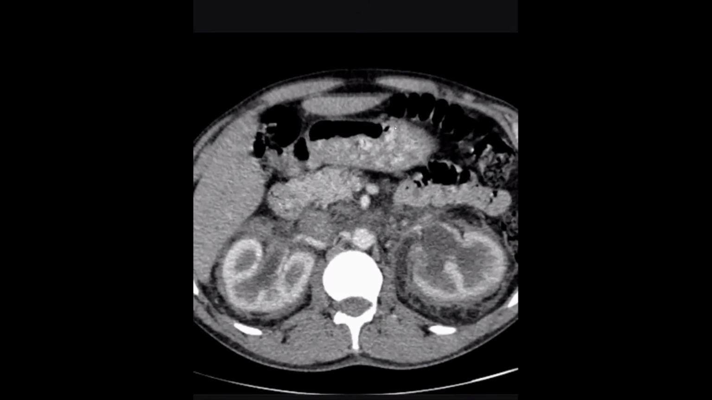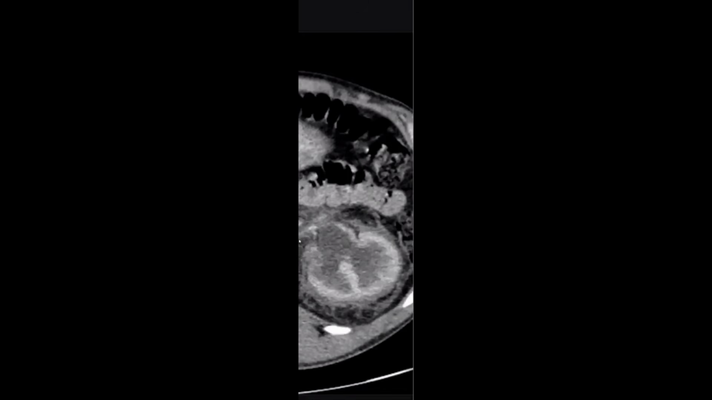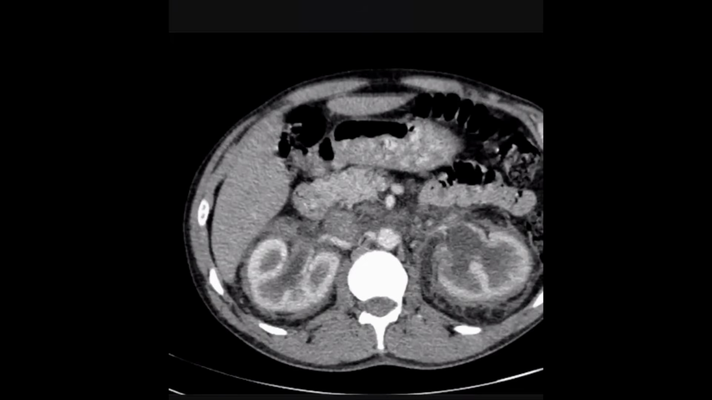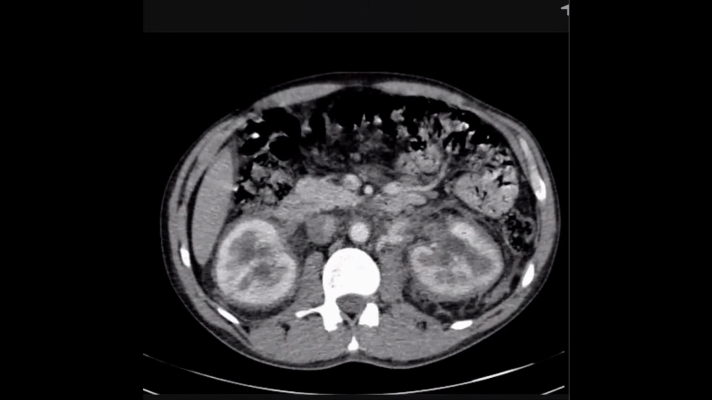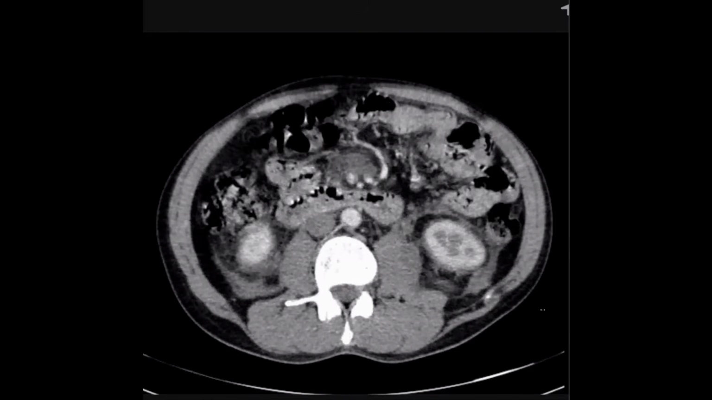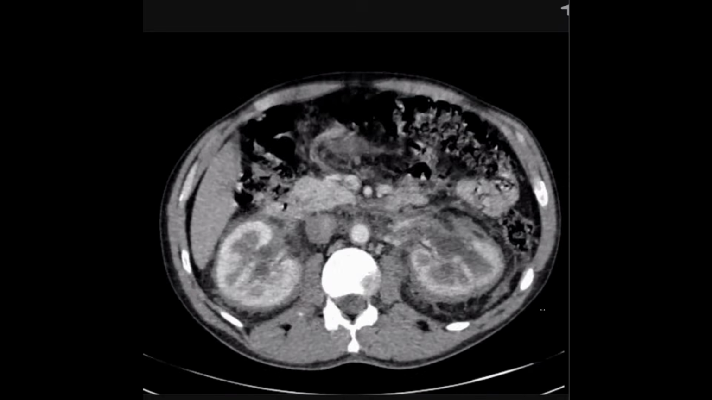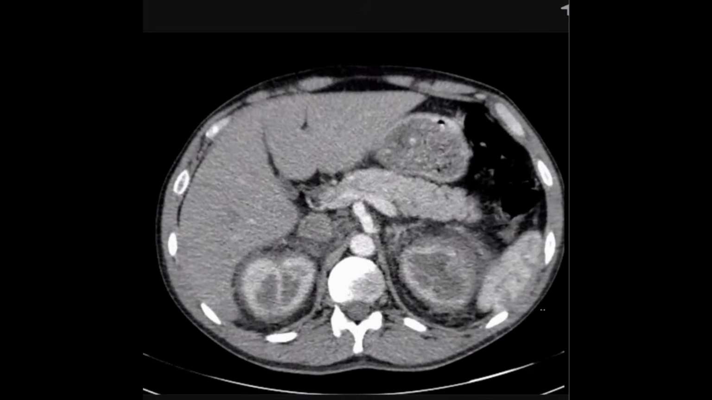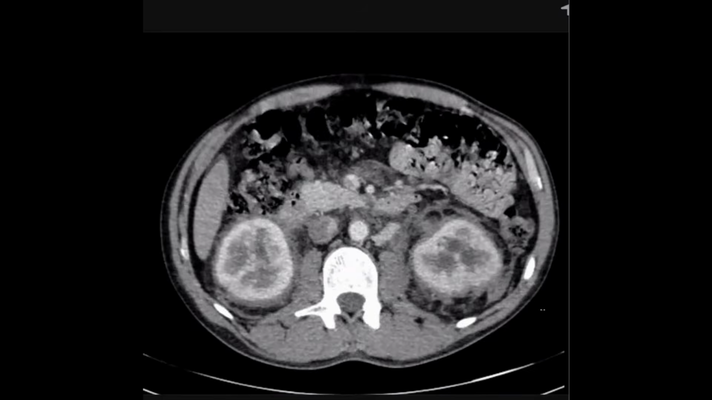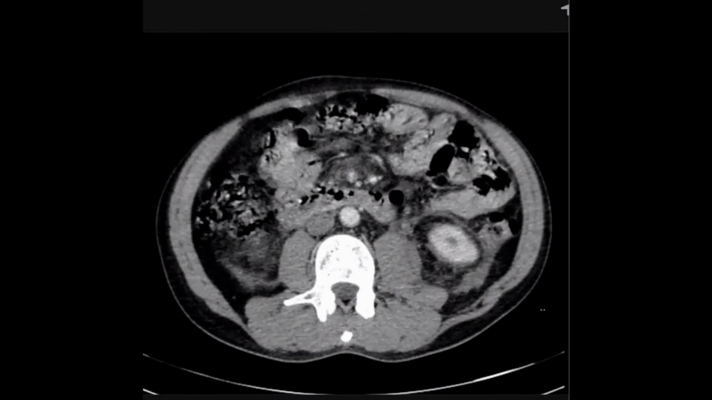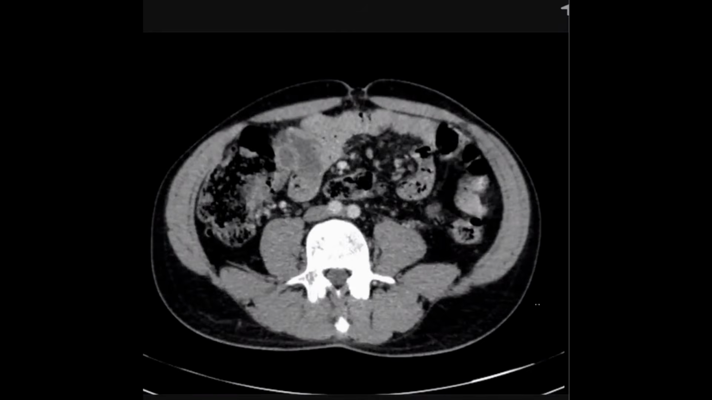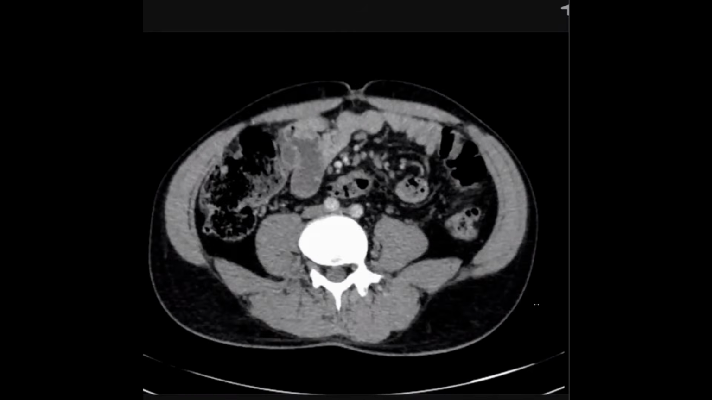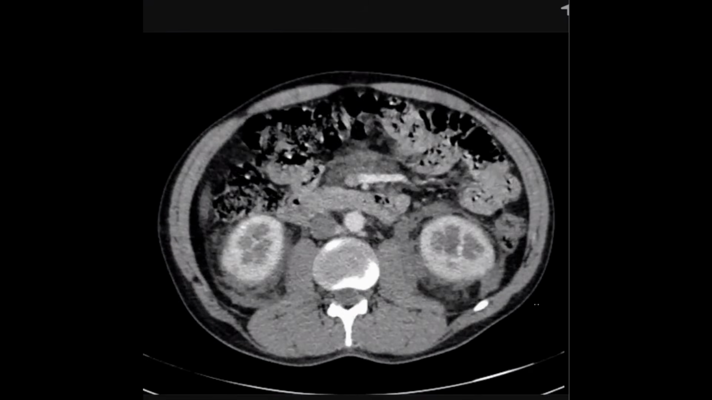This case. Sir, I cannot see the full image. Okay, now I can see. This case, I will scroll for you, to save your time. This case was presenting with loin pain and diabetes insipidus.